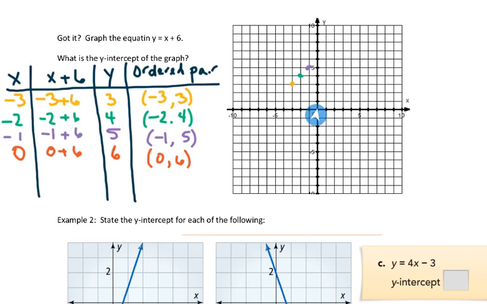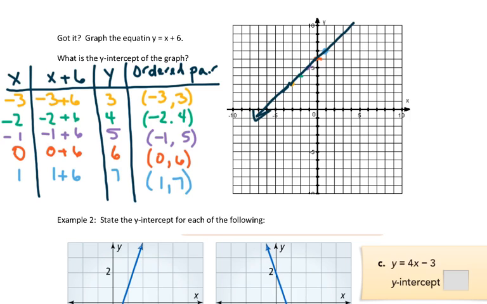So I don't go right or left. I just go up to 6 and plot my point. And then let's do 1. So 1 plus 6 is 7. So the point (1, 7) is on my graph. So I'm going to go to the right 1, and I'm going to go up to 7. So that's the point right there. That's probably good enough for my graph. I'm going to connect the dots to show all these points on this black line would work.